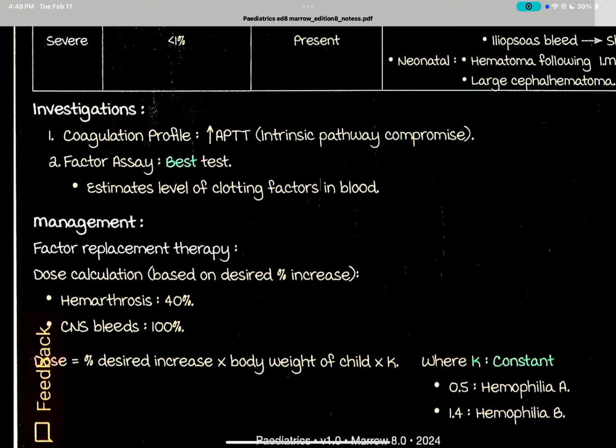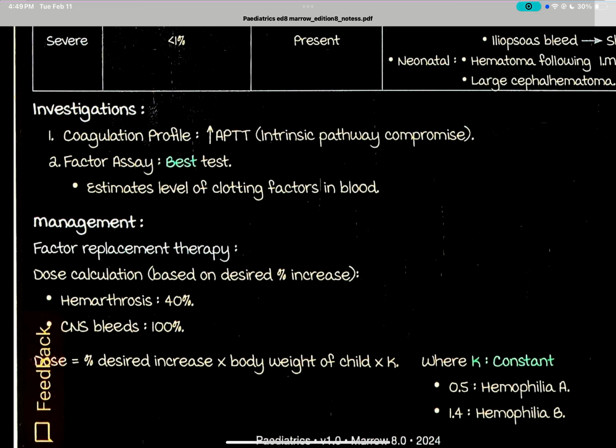Management: factor replacement therapy. Dose calculation is based on desired percentage increase. Hemarthrosis 40%, CNS bleed 100%.